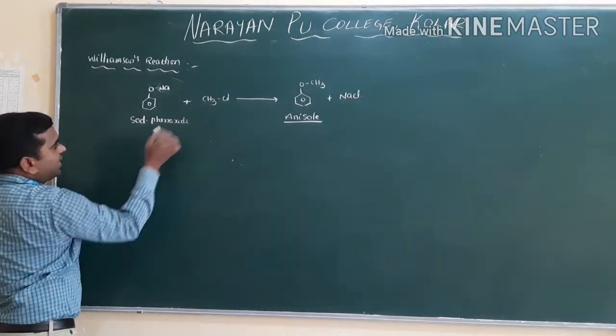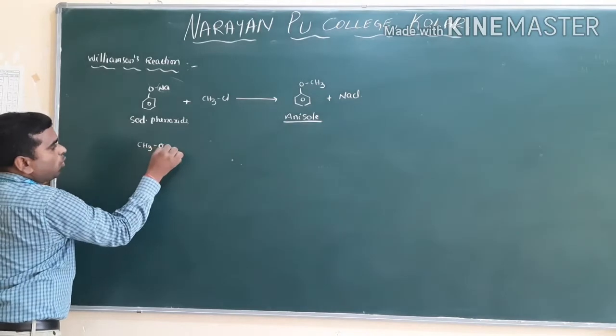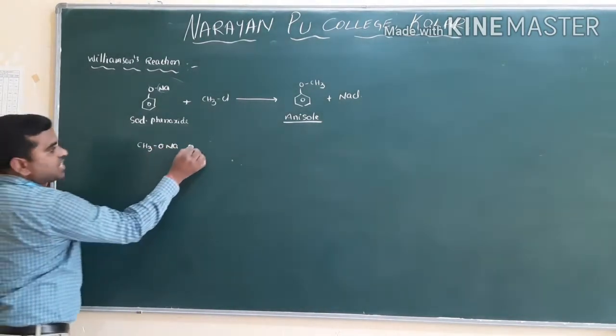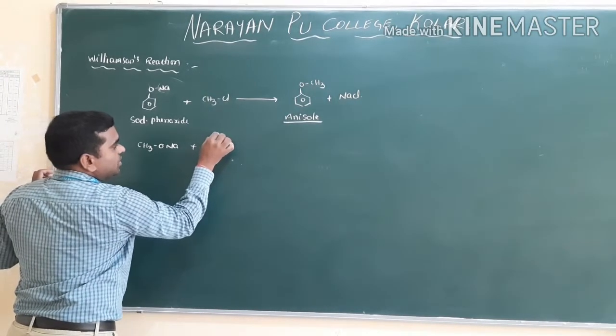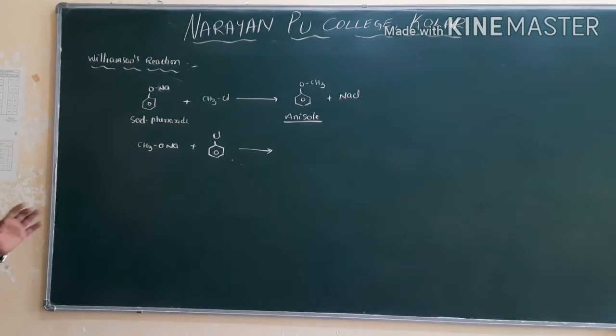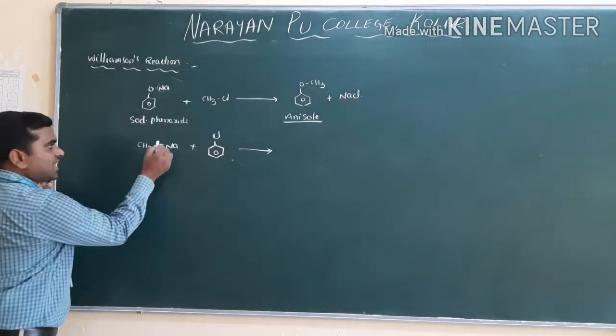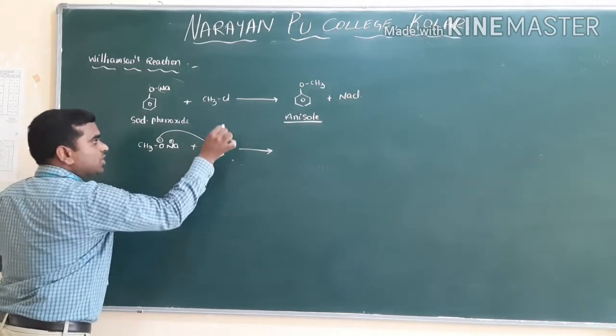Suppose I take the alkoxide, CH3ONa, sodium methoxide, plus chlorobenzene. Will the reaction take place? What is the actual reaction here? It is minus and plus. Where does it have to attack? Here, and chlorine should be removed.